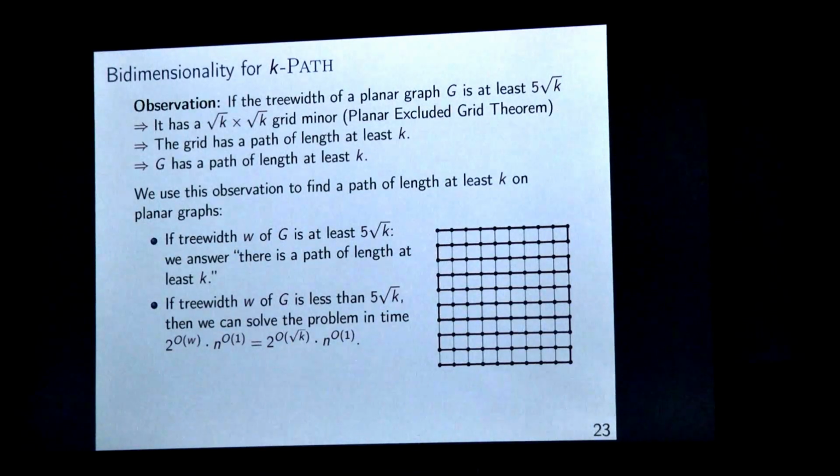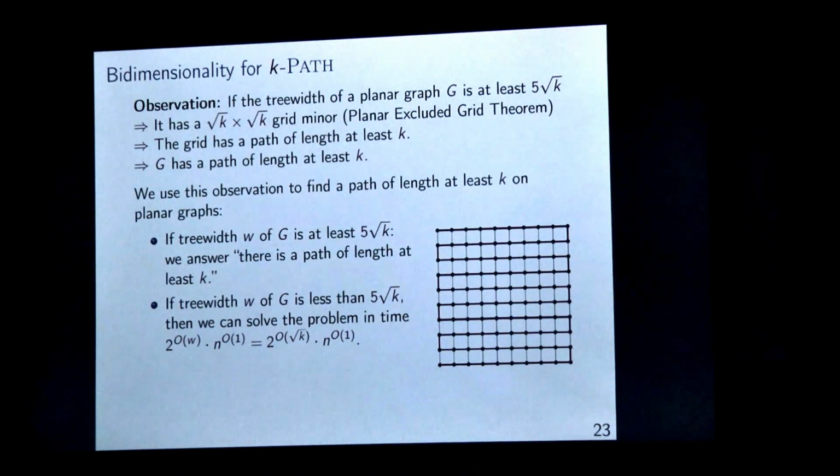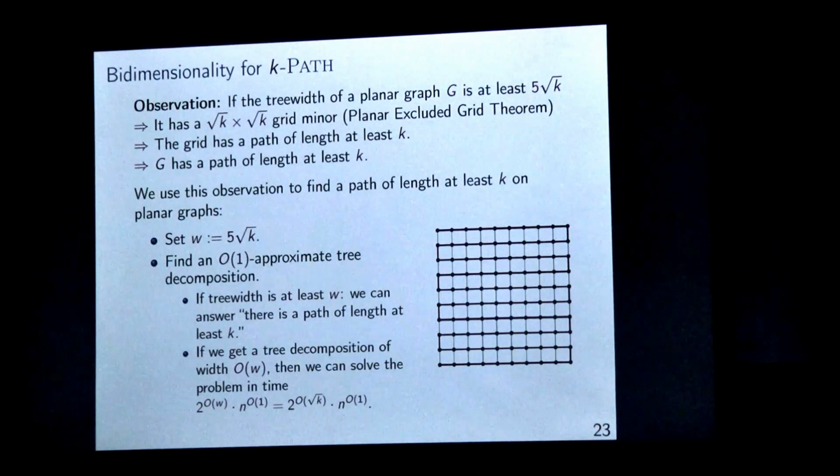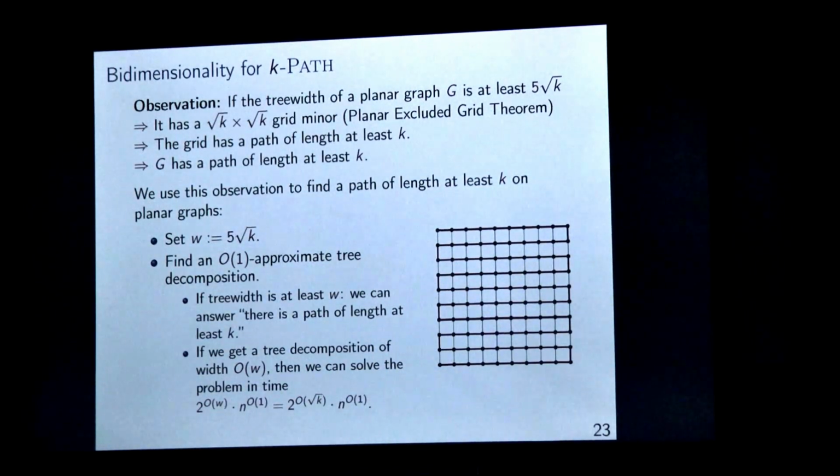So this is a very clean and nice observation. I think Demaine, Fomin, Hajiaghayi, and Thilikos wrote a JACM paper in 2005 using these ideas. So basically, algorithmically, you find an order 1 approximate decomposition, and then you answer everything appropriately.